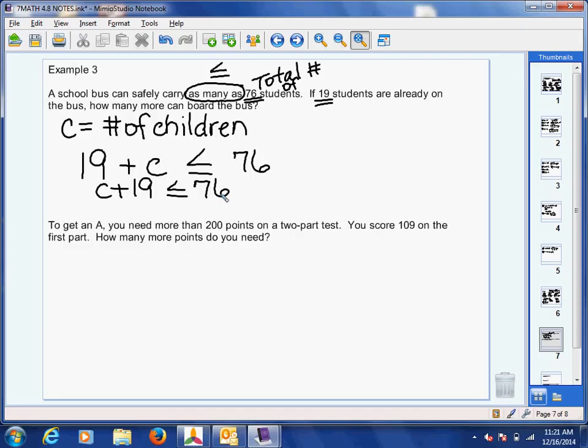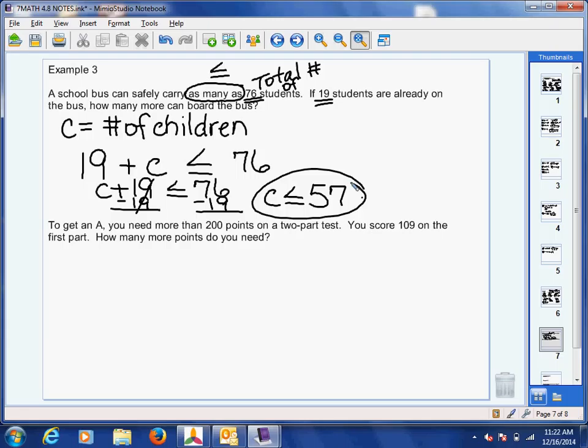Okay, let's solve it. What do you do to solve it? Take away 19. All right, go ahead and figure that out. 57. Awesome. This one you don't have to graph. So the maximum number of students I can add to the bus without going over is 57. But I can add any number underneath that too, because I still have room to add kids.